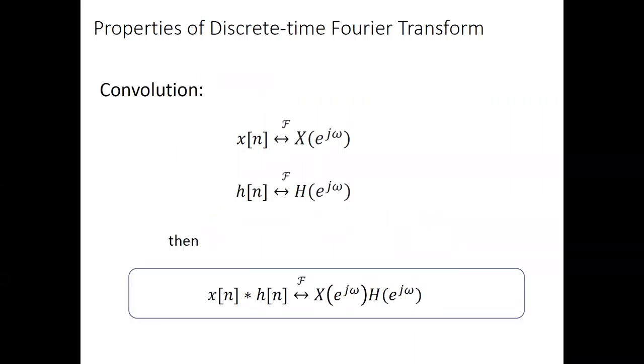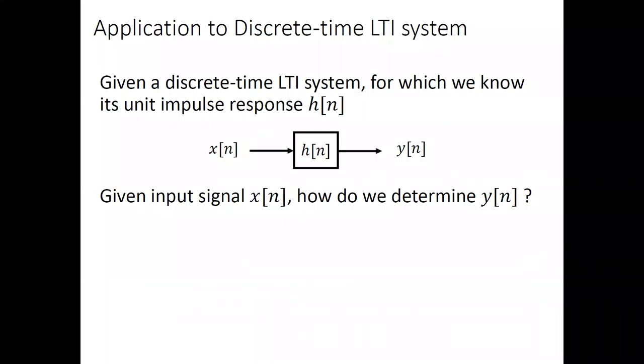The next relationship is convolution, which, again, is very similar to continuous time. We have two signals this time, x of n and h of n. Their Fourier transforms are respectively capital X and capital H. Then if we have a new signal over time n, which is the convolution of x and h, so after convolution it's still a signal in the time domain n, then its Fourier transform is capital X times capital H. Both capital X and capital H are continuous functions of omega, so their multiplication is still a continuous function of omega. And this property is useful in deciding the output of a discrete time LTI system. For this, I will introduce it in detail in the Friday lecture.